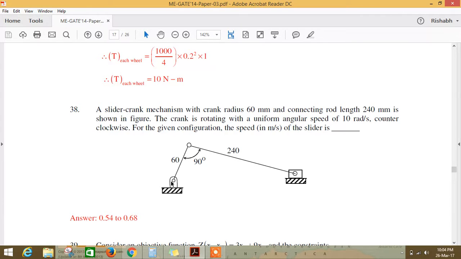If you want the exact result, you can put in the formula and calculate it on the calculator. You will easily get the answer. So the answer is around 0.58.